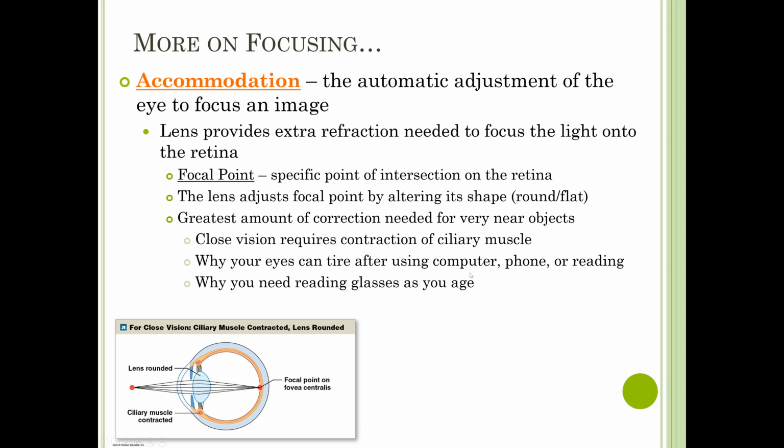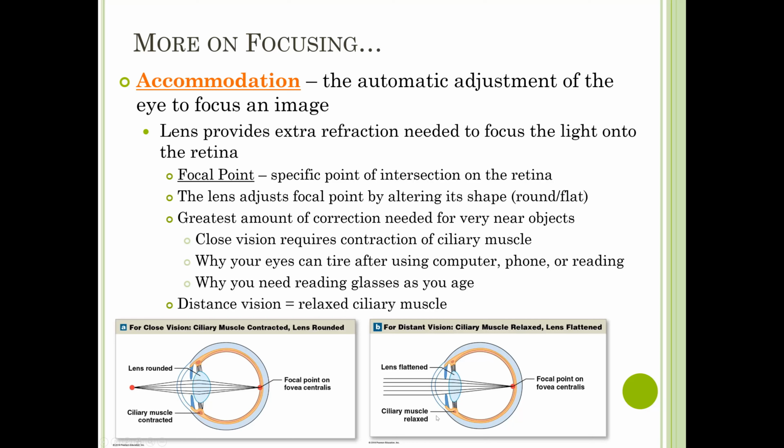Your eyes can tire if you use the computer, phone, or if you're reading a book for too long. In the case of a computer and phone, we actually call this digital eye strain. So it's a good idea to look up at a point far away every so often to rest your eyes. And also, because these muscles wear out over time, the older you get, the harder it is to focus on really close objects, which is why as you age, many people need to get reading glasses.